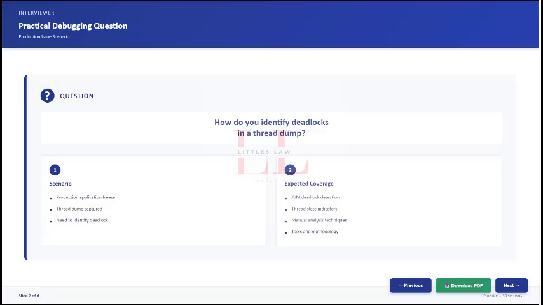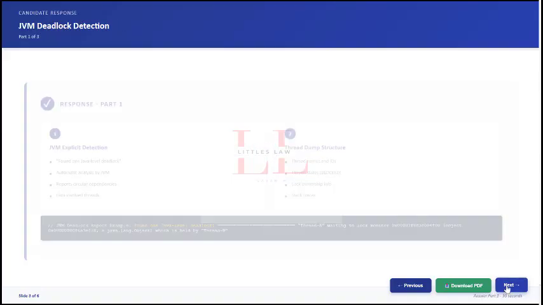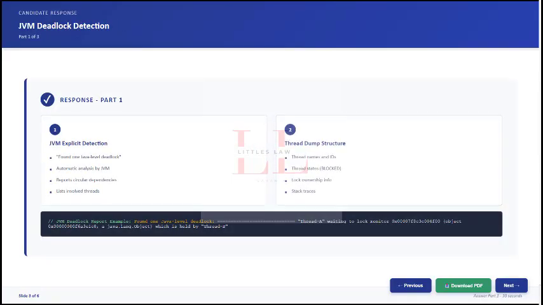So we have to do a walkthrough. How do you find the deadlock and what's the systematic approach? We've got around 90 seconds maybe to explain, right? So let's move to slide 3. So how will the response be, right?